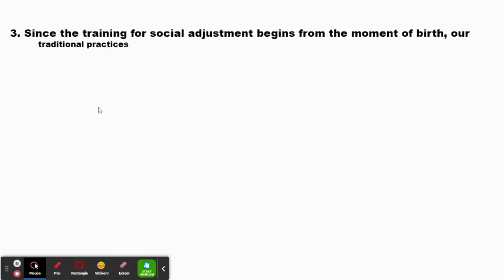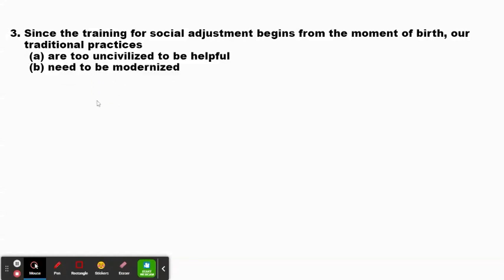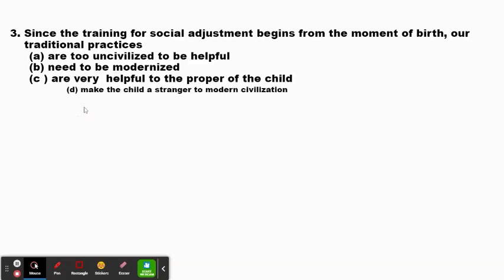Question number three, since the training for social adjustment begins from the moment of birth, our traditional practices, you see, we came across this already, and we picked the answer because we already knew we are looking for it, and when we saw it, we picked the answer already. A, are too uncivilized to be helpful. B, need to be modernized. C, are very helpful to the proper upbringing of the child. D, make the child a stranger to modern civilization. So the correct option here is C.